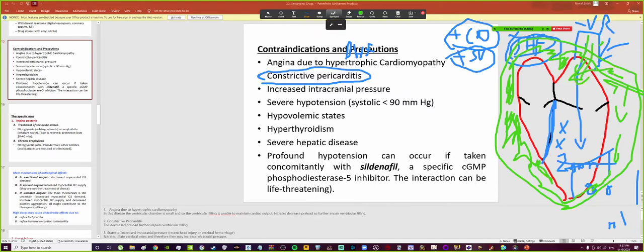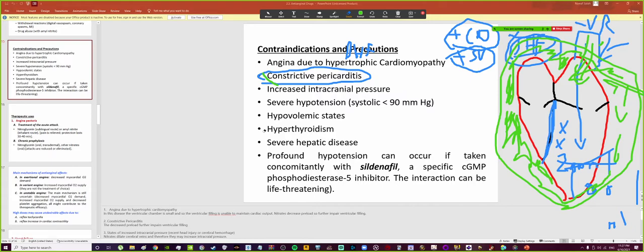Okay? So another one could be constrictive pericarditis. Another one is increased intracranial pressure. And of course, when somebody has a head injury or cerebral hemorrhage, he's going to have his veins dilated. And basically there's going to be hemorrhage and whatnot. And we shouldn't give nitrates because we said nitrates can cause vasodilation in any blood vessel, including cerebral veins. So what nitrates do is that they can make it worse. They may increase the intracranial pressure.